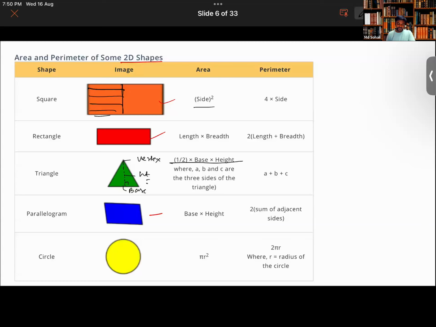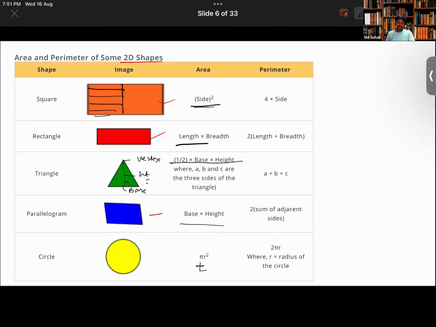In the same manner, if you were to have a parallelogram, it might be a square, a rectangle, or another figure such as a rhombus. The general formula to find the area of a parallelogram is base into height. But if the parallelogram is mentioned as a square or rectangle, you have to go with those two formulas. That is quite obvious. Then circle, pi r square.